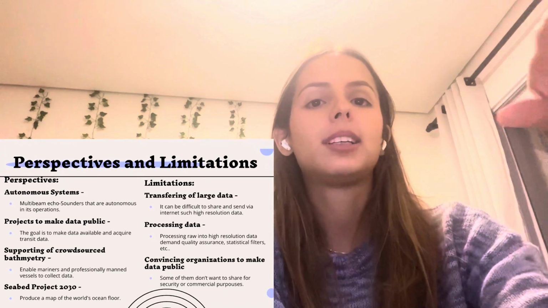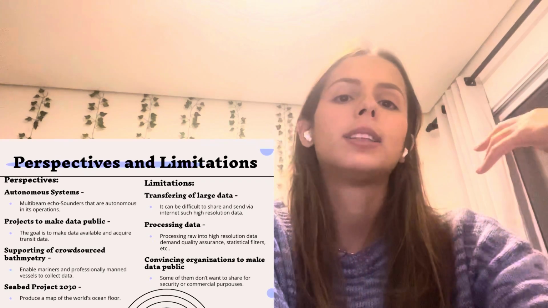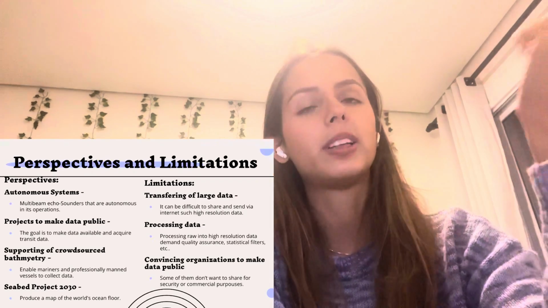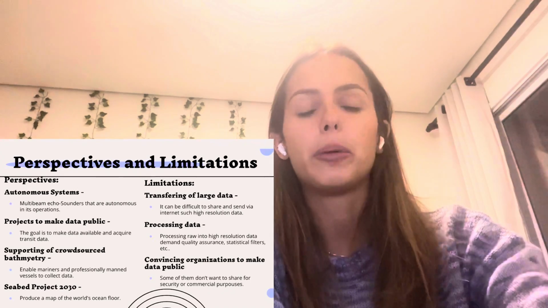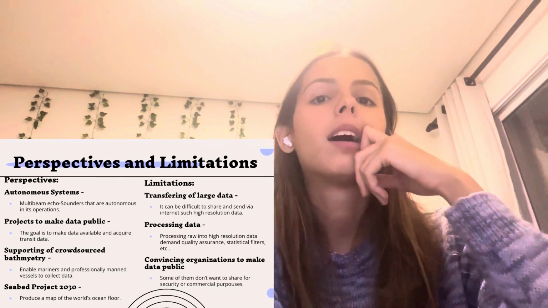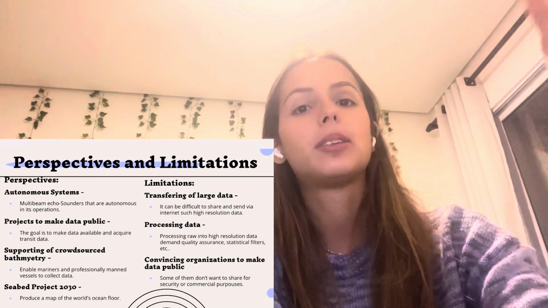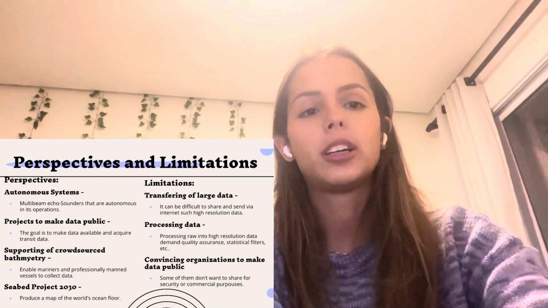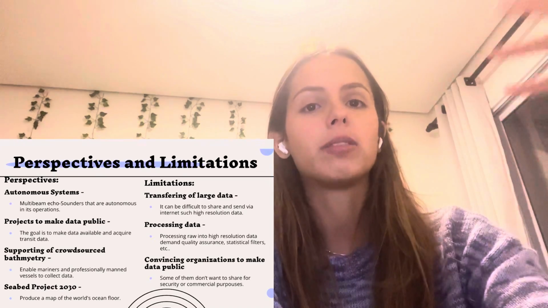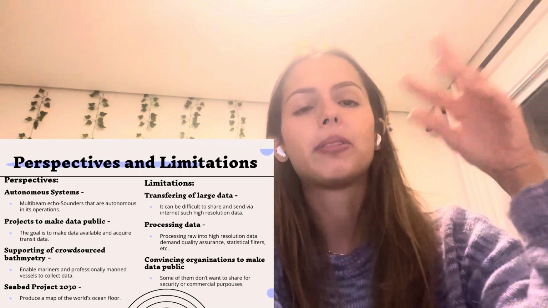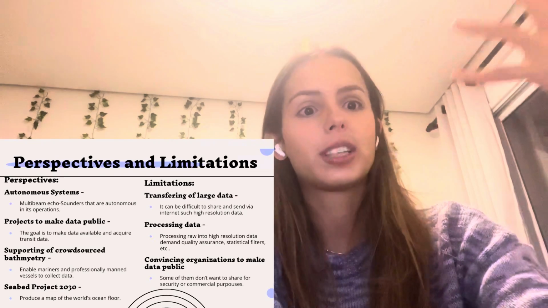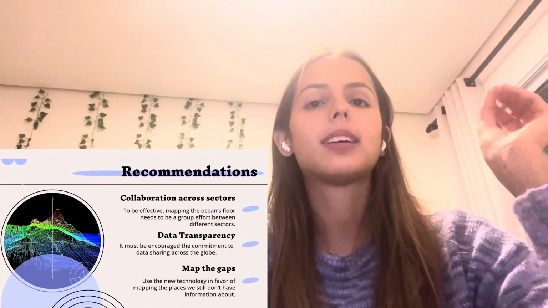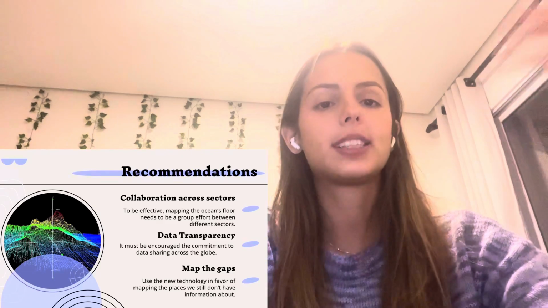The next one, processing data. Turning raw data into high resolution data demands quality assurance and statistical filters to ensure that the information is safe and accurate. Next one is convincing organizations to make data public. As I said, there are some organizations that are trying to convince, but some of them don't want to share because of security and commercial purposes, and it is really important to get each piece of data that we can have.